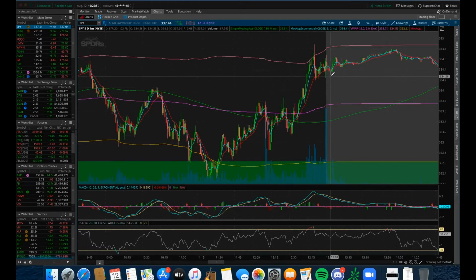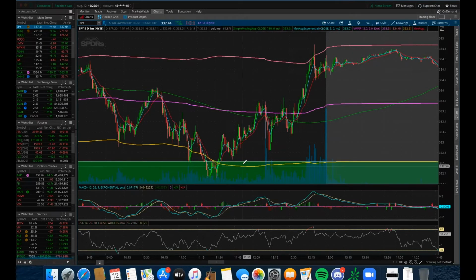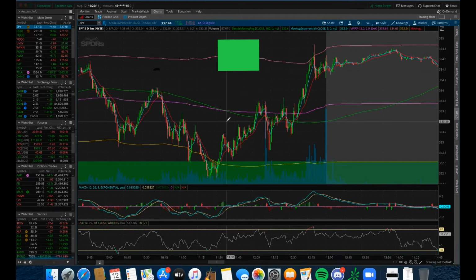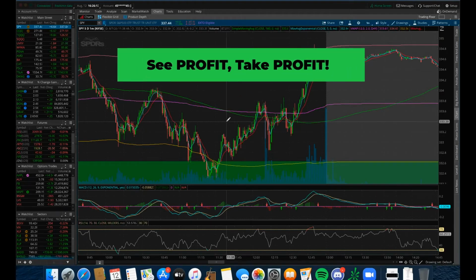Yeah, I see a lot of beginning traders do that. They hang on to their trades way too long, and they forget to take their profit because they just don't have a target of where to take that profit. And next thing you know, that green trade has gone red. I always say SPTP, which stands for see profit, take profit. Yeah, absolutely, take the profit.